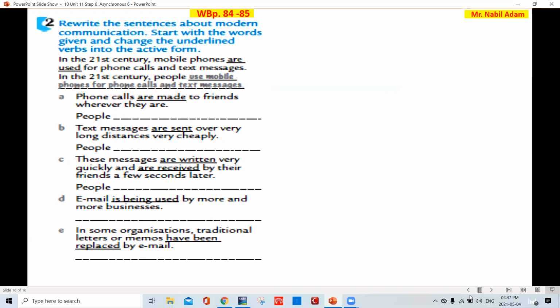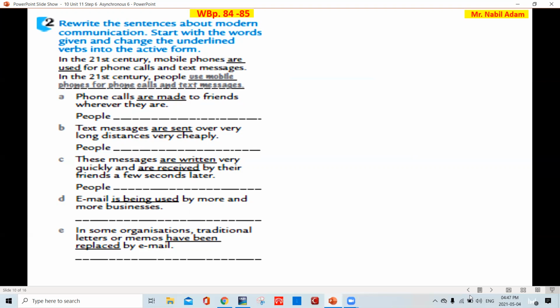In the 21st century, mobile phones are used for phone calls and text messages. So here mobile phones are used. Who uses them? People. So we start: in the 21st century, people. Here, are used is passive in the present simple. So we delete the verb to be, are, and we use used in the present simple. So the right answer: in the 21st century, people use mobile phones for phone calls and text messages.